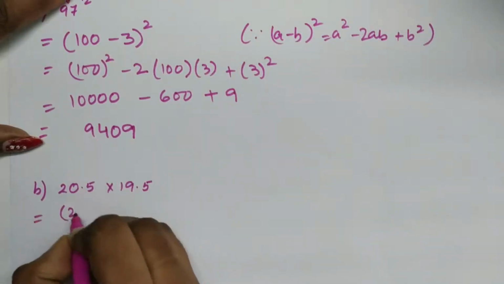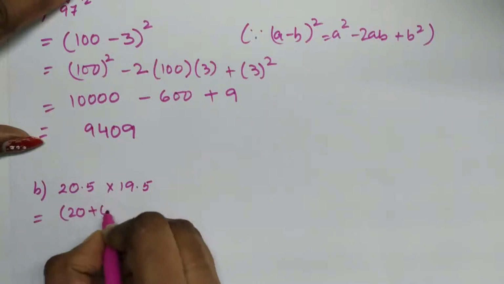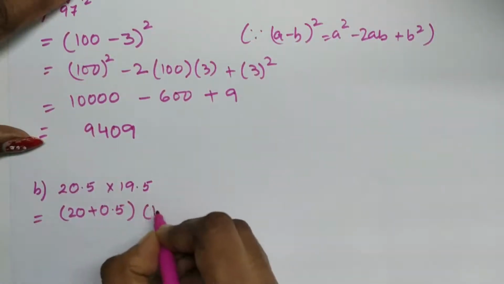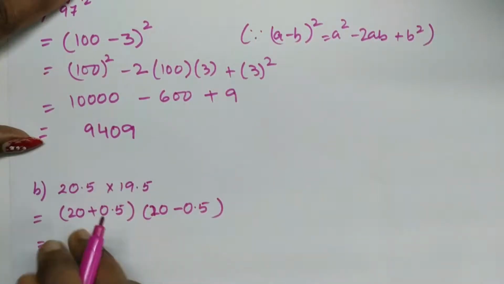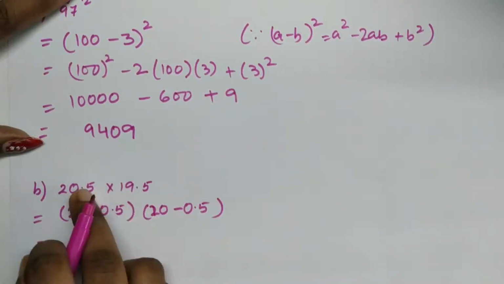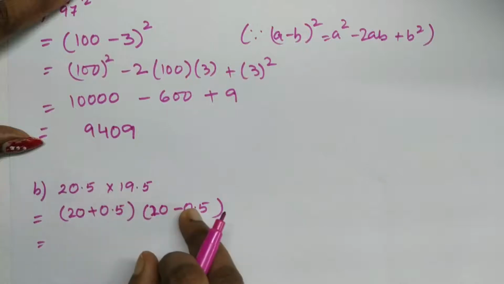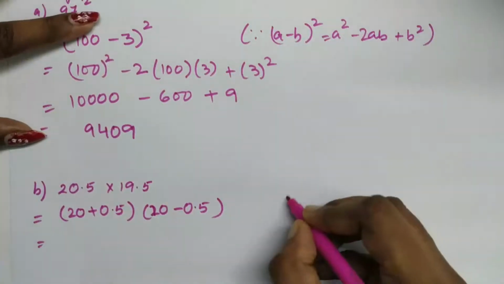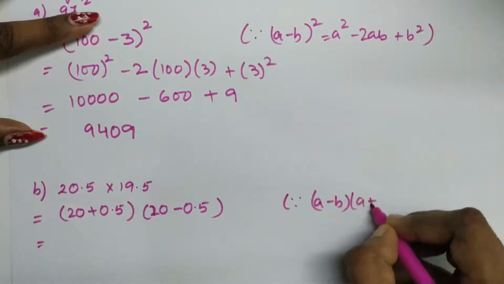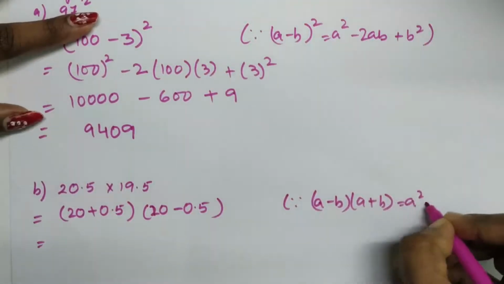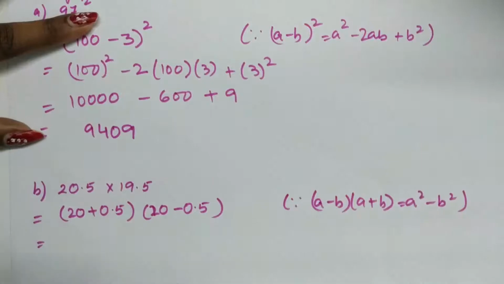So in this case, you can write it as 20 plus 0.5 and 20 minus 0.5, because 20 plus 0.5 will give me 20.5 and 20 minus 0.5 will give me 19.5. So therefore I have used which identity? (a plus b) into (a minus b), which is same as a square minus b square.